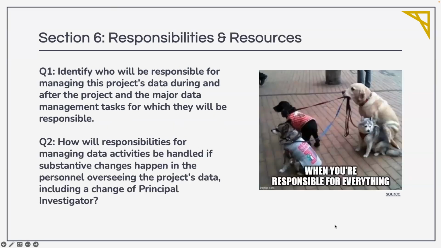Getting to the end, responsibilities and resources. Oh, this is always the fun one. Who's responsible for managing the project's data after the project? And the major data management tasks for which they will be responsible. And I'm going to link this with the second one, is if people leave, what happens? What is the contingency plans, especially if there's a change in principal investigator? They leave the institution, they move away from the process. These are where major disruptions come in. And it's always really important to set this type of thing up in advance.